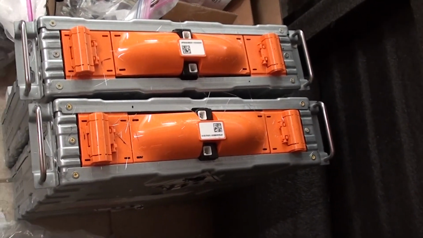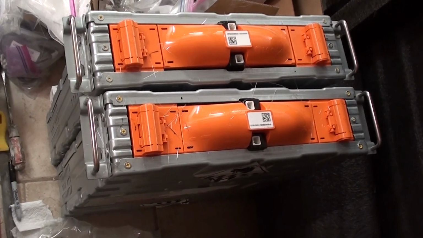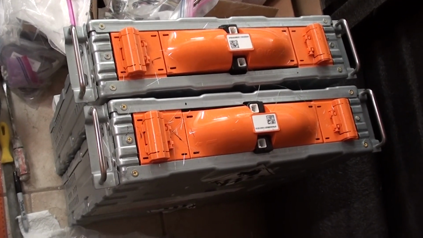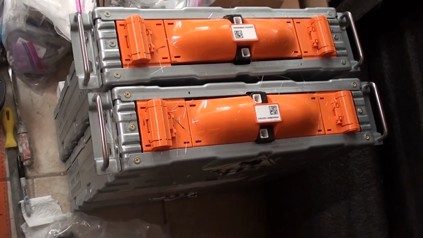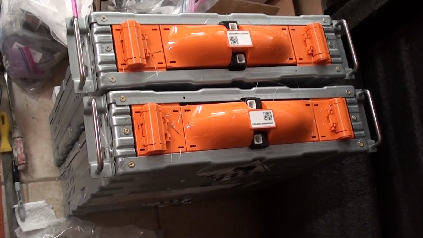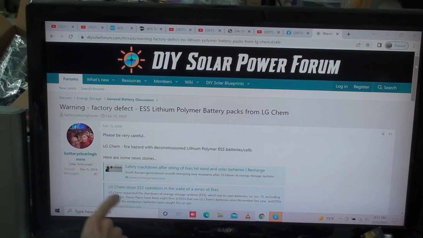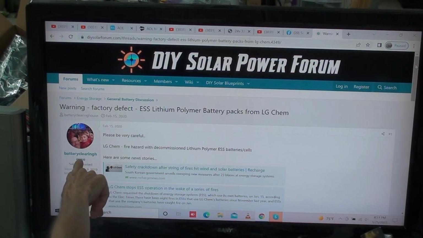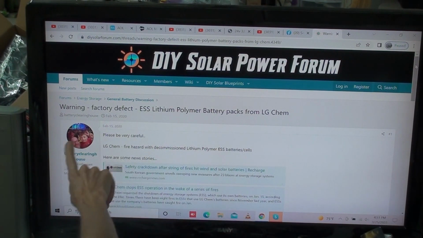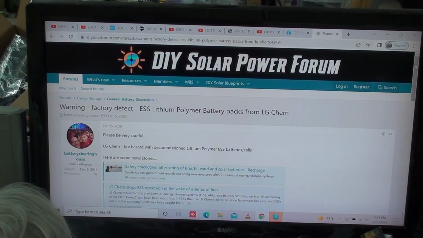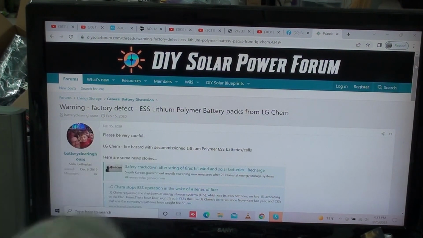These batteries were originally in energy storage facilities in Korea. They stored energy from solar and, I don't know, other intermittent sources. This place, Battery Clearinghouse, in December 2019, issued a warning for people on this DIY solar power forum. And I really wish that I had seen the warning. Unfortunately, I don't think there was any warning anywhere else.